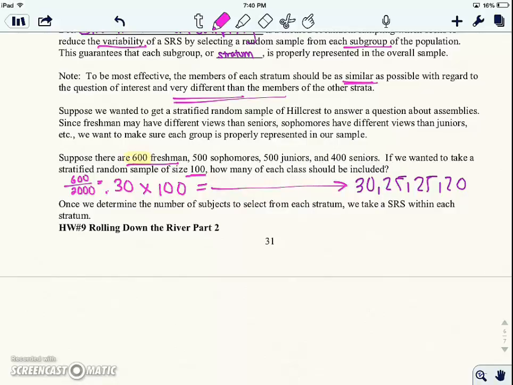Once we determine the number of subjects to select from each stratum, then we take a simple random sample within each. So, and that is a common theme, doing simple random samples inside other sampling.